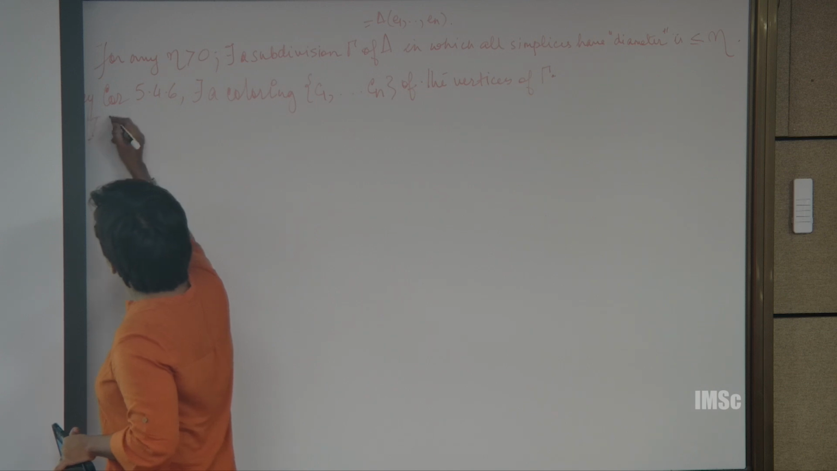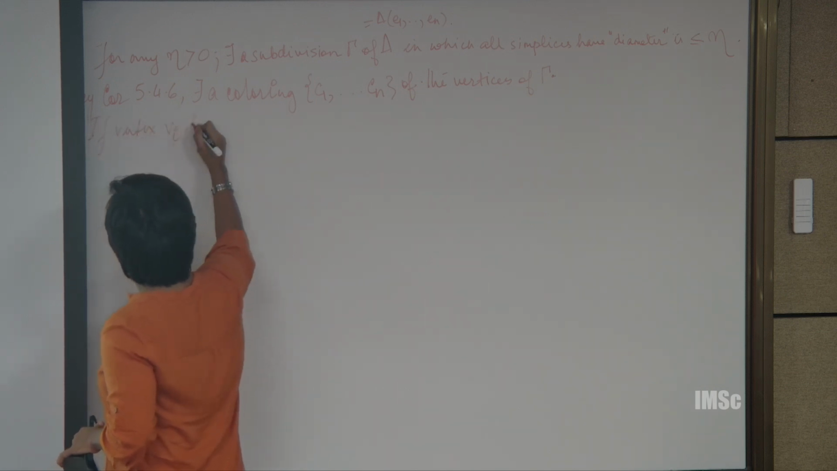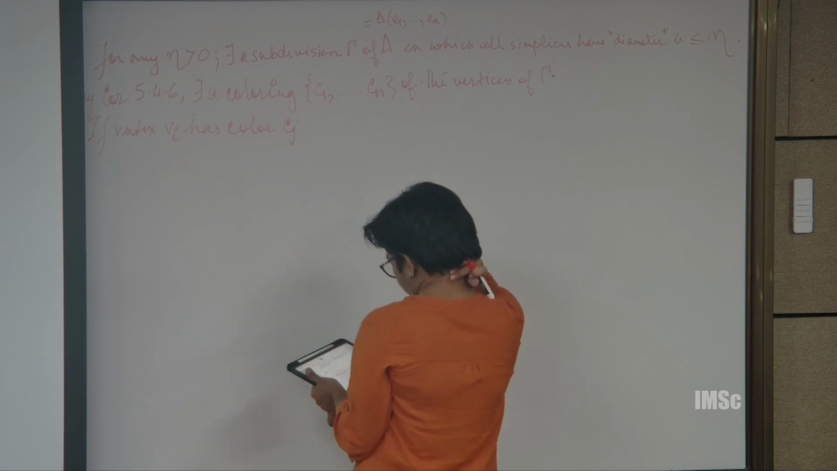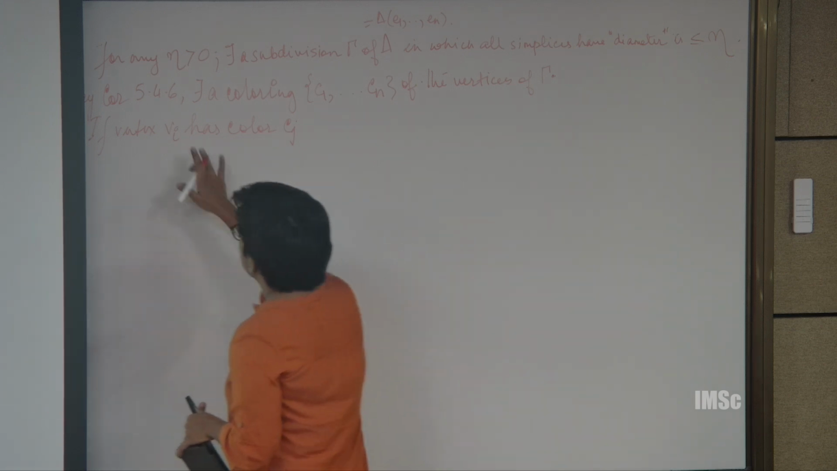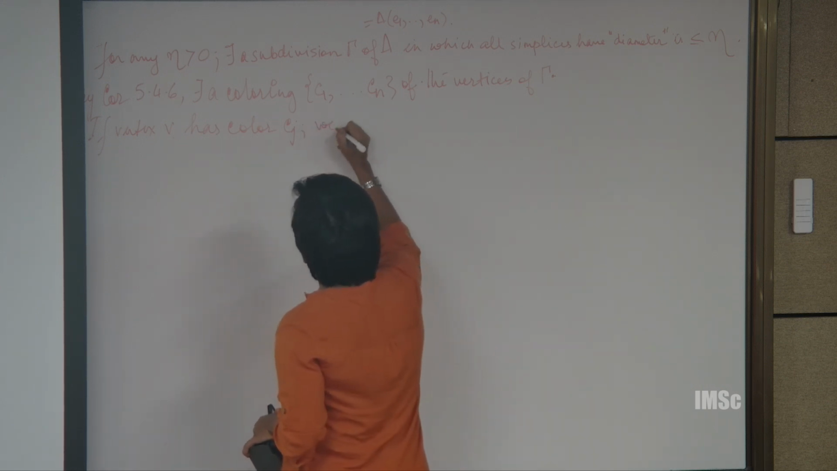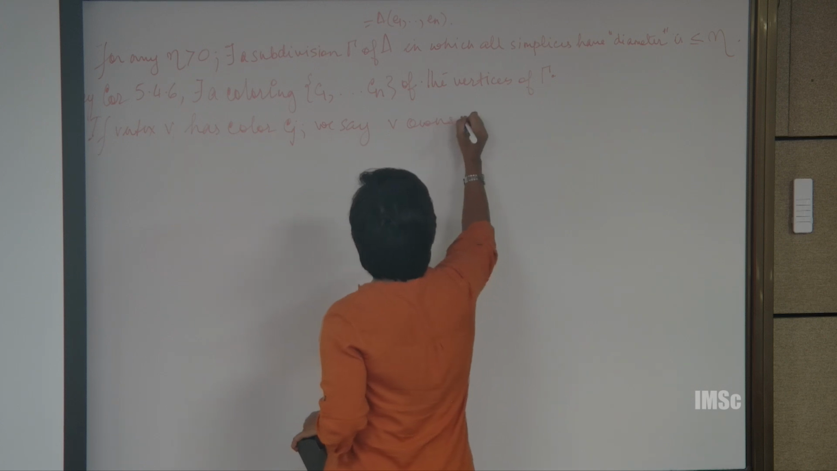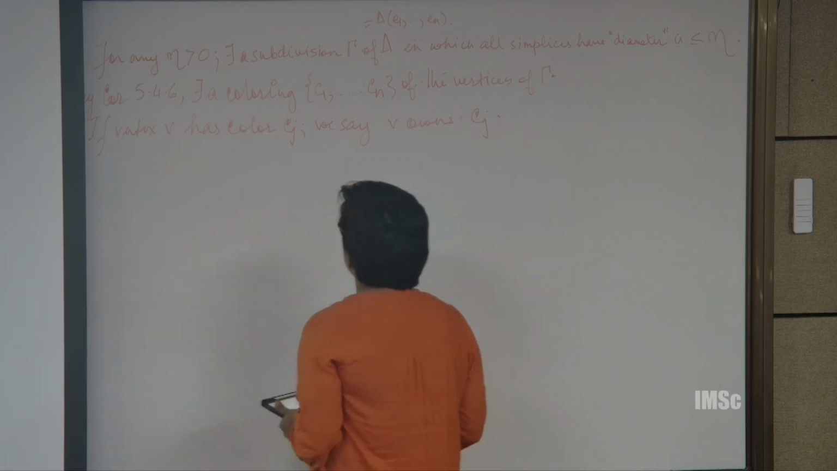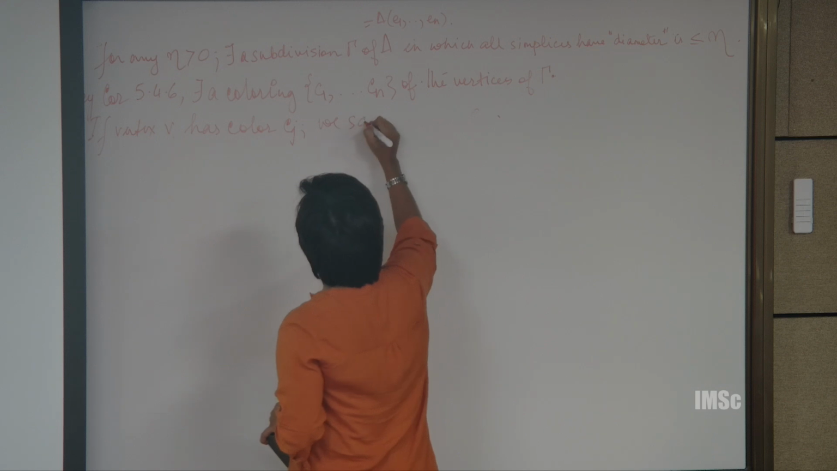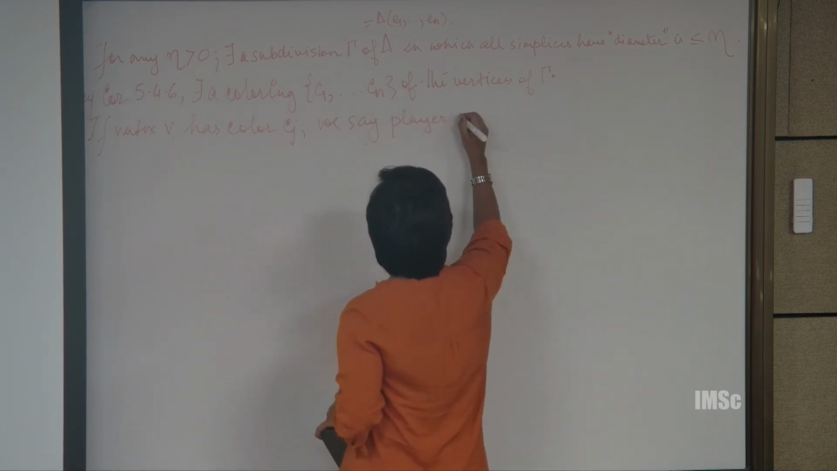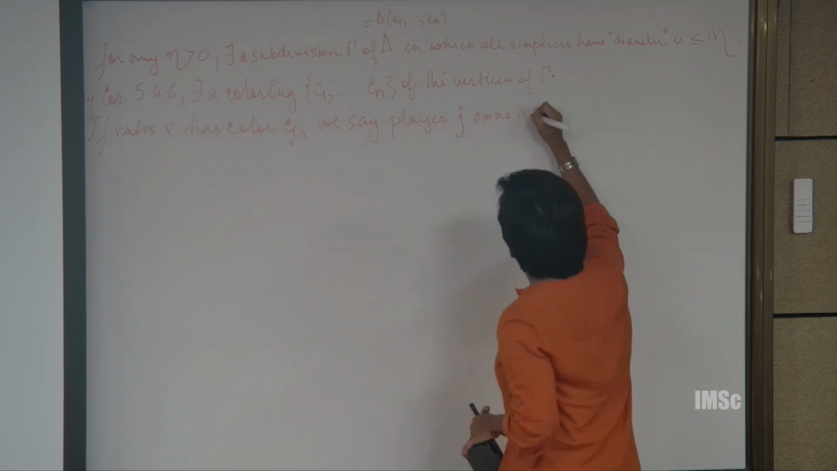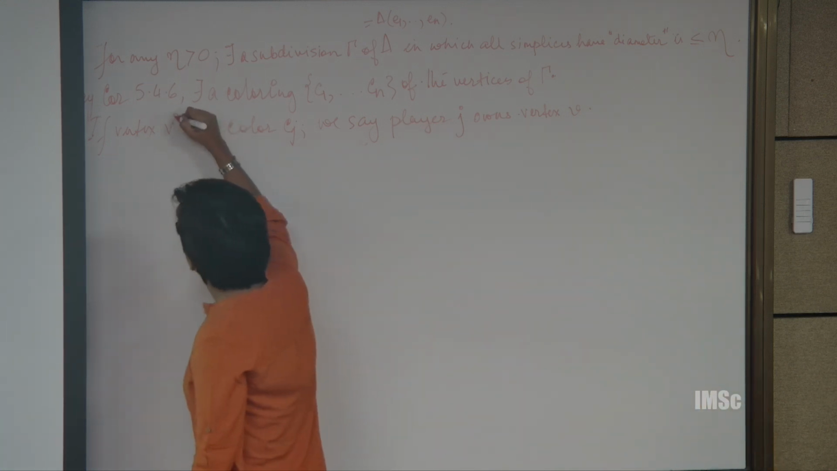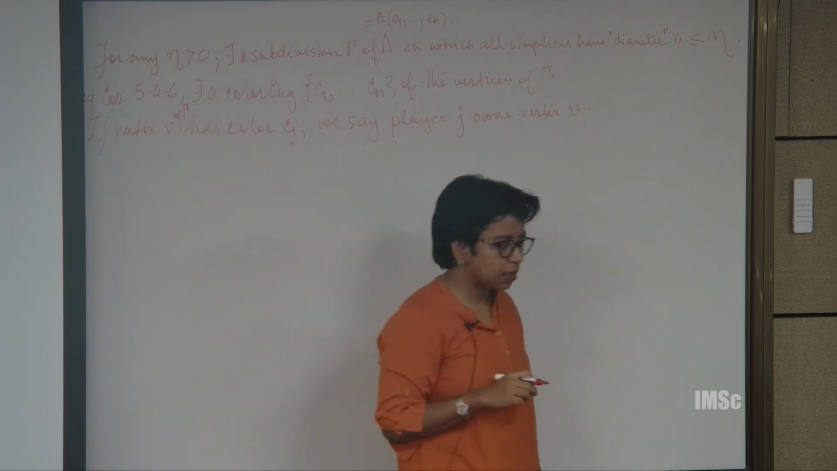If vertex Vi has color Cj, let us say, we say player J owns vertex V of the subdivision. The subdivision is being colored with n colors, right? Okay.